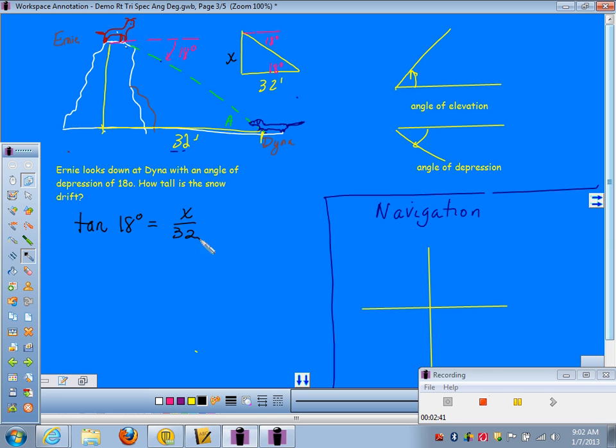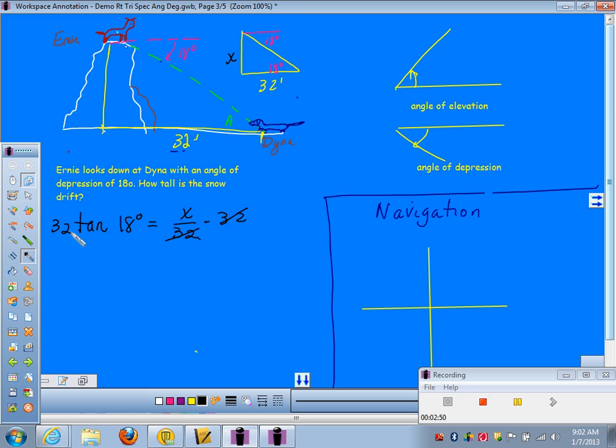Okay, how do you solve for x? Times by 32. And then just pull out your handy-dandy calculator, punch all that in at once. Just put in 32 times tangent of 18, and let it tell you what you get. Actually, I don't know this answer. I changed my problem. What's the answer?